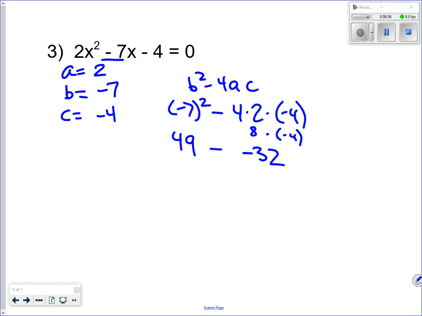What happens again when we have a minus minus? Plus. Plus 49 plus 32. 81. Discriminant, answer 81. That's a positive number. Positive number means they're going to be real solutions, and there are 2 of them. 2 real solutions.